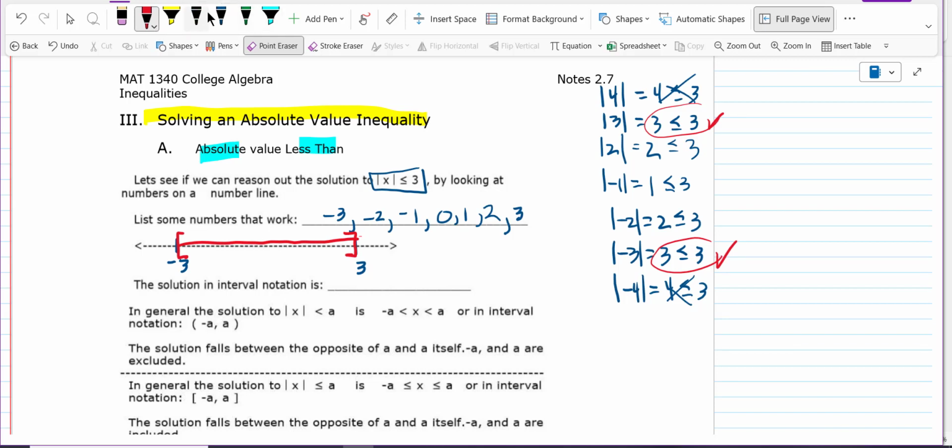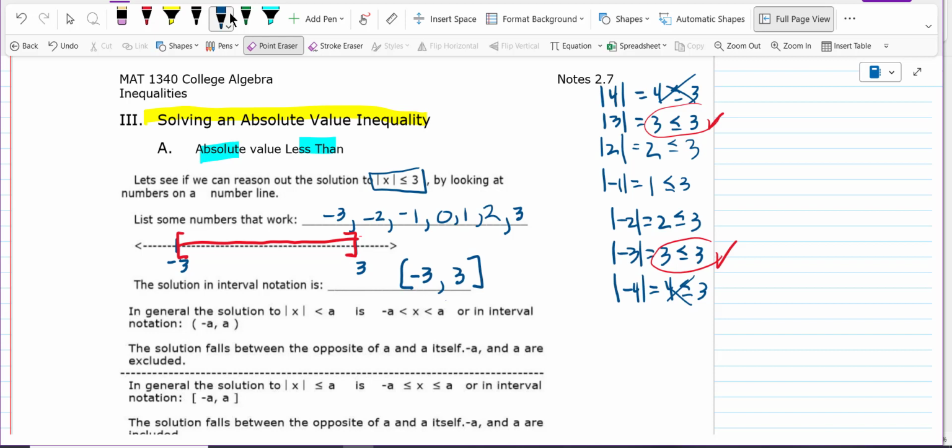In interval notation, again, it's beginning, comma, end. So it starts at -3, includes -3, ends at 3, and includes 3. So just thinking about the problem, it appears that the solution is going to fall between -3 and 3, including -3 and 3.